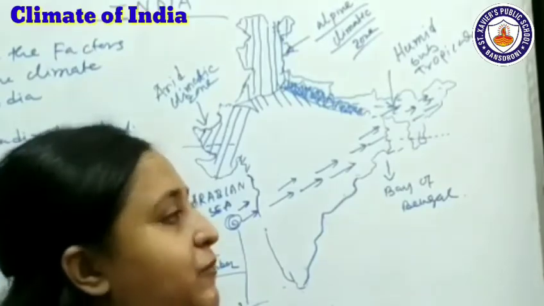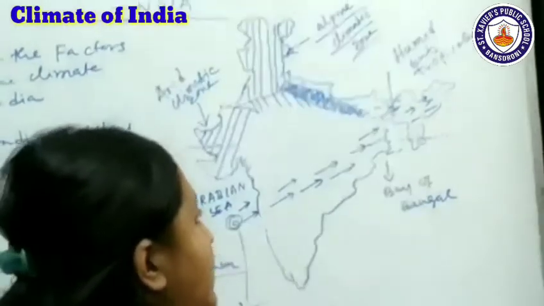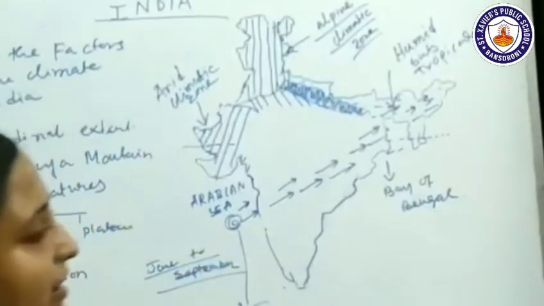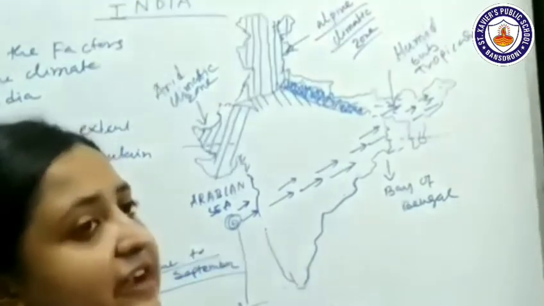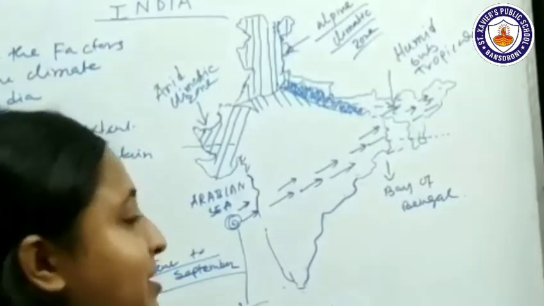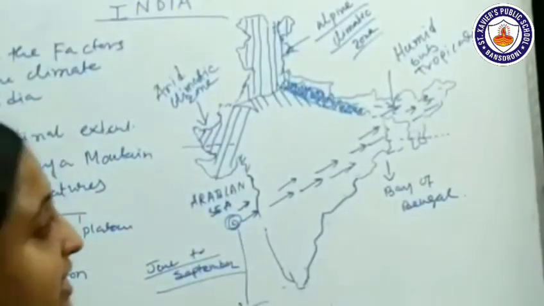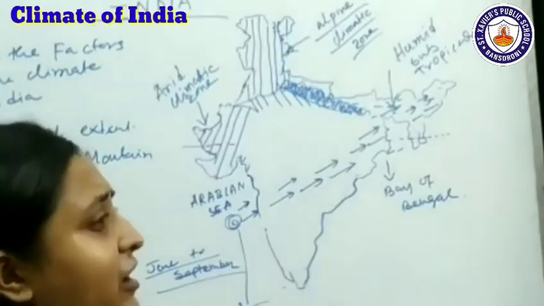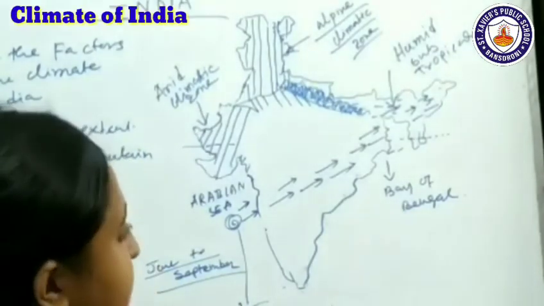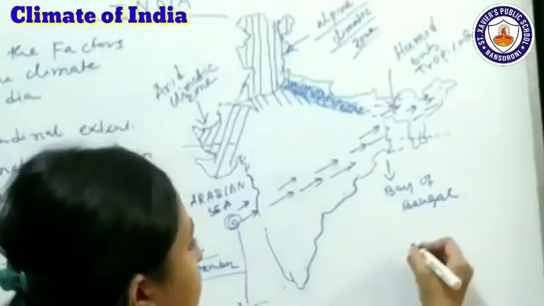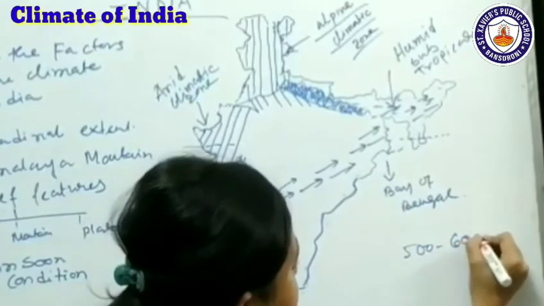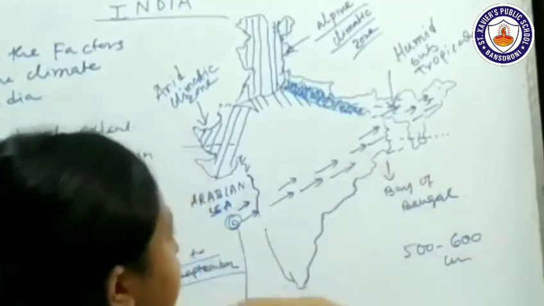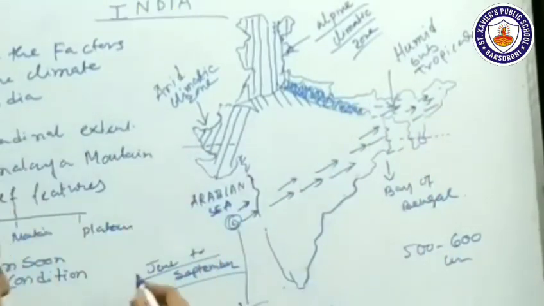We know that Mawsynram receives the highest rainfall, and Cherrapunji also. And what about the backward side of the mountain? In the backward side there is one very famous place, Shillong. Shillong is also situated on the backside of the mountain, so it doesn't receive as much rainfall as Cherrapunji and Mawsynram, but it receives near about 500 to 600 centimeter rainfall. So it's also a huge rainfall. This is all the condition which happens between June to September.